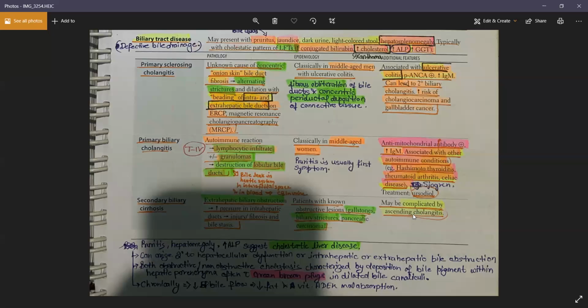Could you please repeat this? Because of the obstruction, whenever an obstruction is there, bacteria can easily colonize that area, right? And they can cause the infection. In case of secondary biliary cirrhosis, because you're having an obstruction, infections can also happen, and they can lead to ascending cholangitis.